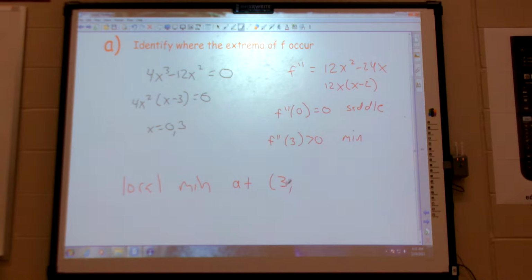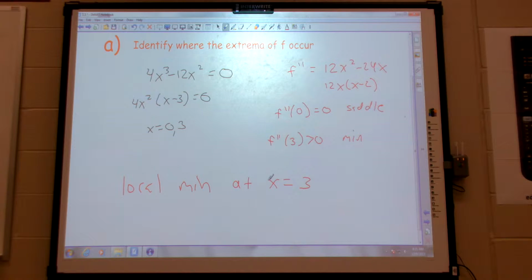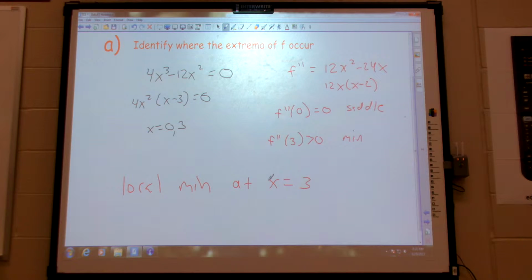So when I answer the question about the extreme values, there is a local min at x equals 3. There's no way to find the y in this problem, because I don't have f. Remember, there's infinitely many antiderivatives. Questions here? Now notice I said nothing about the saddle, because the question did not ask me. A saddle is not an extreme value. But I need to point it out, because in a couple of questions here, I'm going to graph this, and that saddle is going to be useful when I graph.